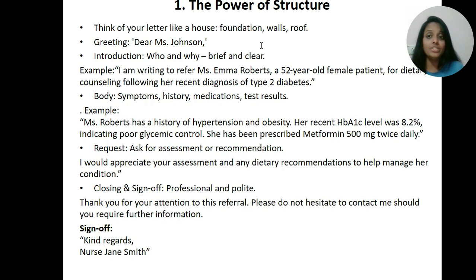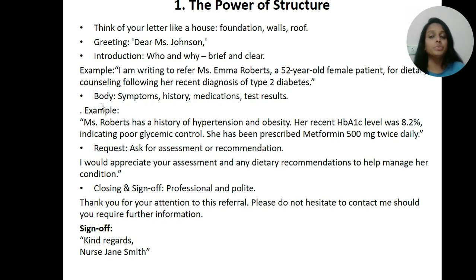Start by addressing the right person in a professional way. Example here, dear Mr. Johnson. Okay, and then introduce the patient and the reason for the letter. Try to be concise but clear. Here is an example. I'm writing to refer Miss Emma Roberts, a 52-year-old female patient, for dietary counseling following her recent diagnosis of type 2 diabetes.